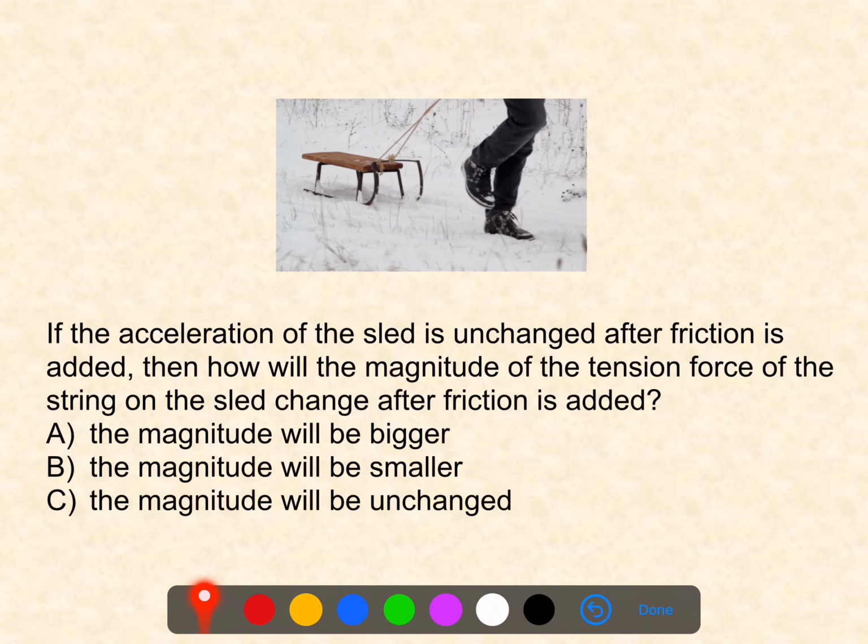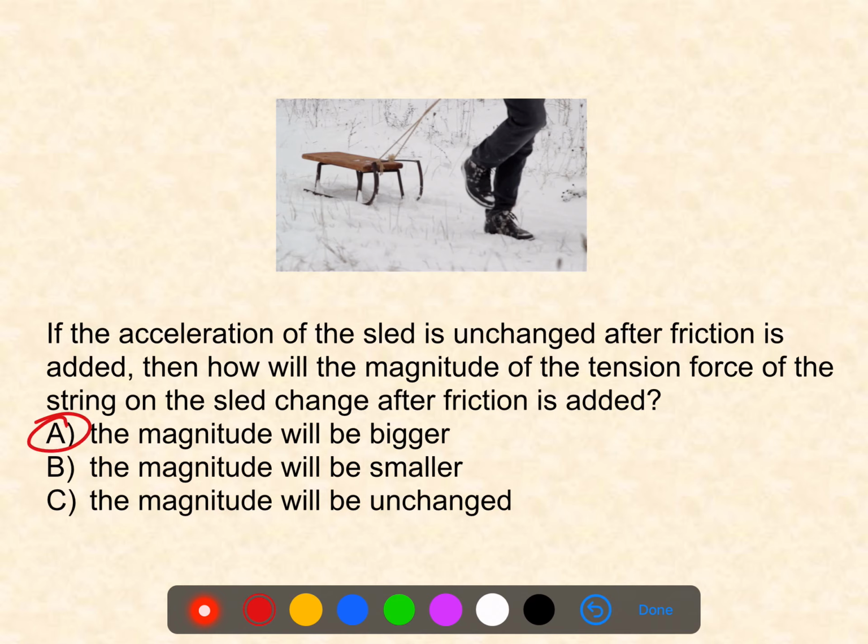And that is what the tension force is doing now that I have friction. If I am to achieve the same acceleration rate, what has to be true? Well, I've got to increase the tension that I'm pulling the sled with. So that corresponds to choice A here.